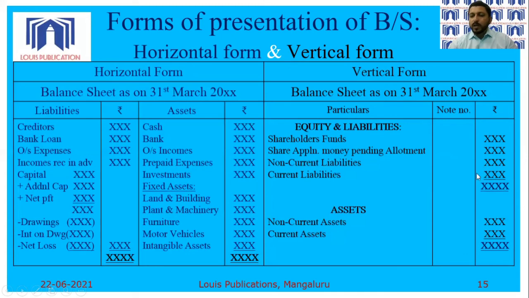Suppose the total value of non-current liabilities comes to, let's say, 2,45,000. How you have arrived at 2,45,000, you can go to that note number, whichever number you have written over here, and you will find how you arrived at the 2,45,000 recorded here. So horizontal is side by side, vertical is top to bottom. Liabilities and equities are written first, and remember, vertical form is followed by companies, whereas horizontal form is followed by businesses other than companies. So it's not that horizontal form is outdated and vertical is the newest one. There are no points relating to that.